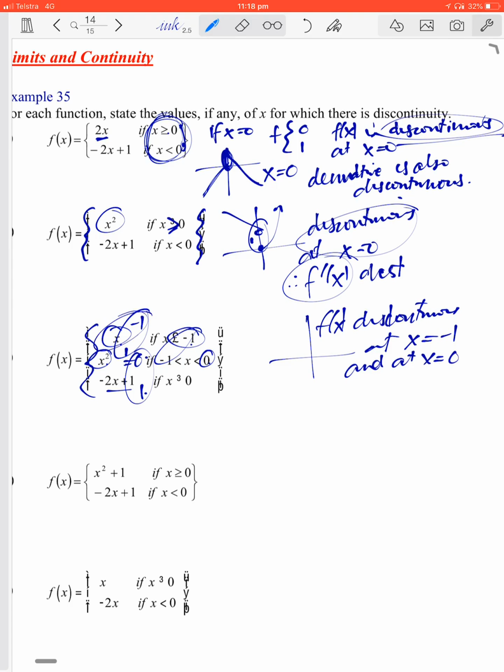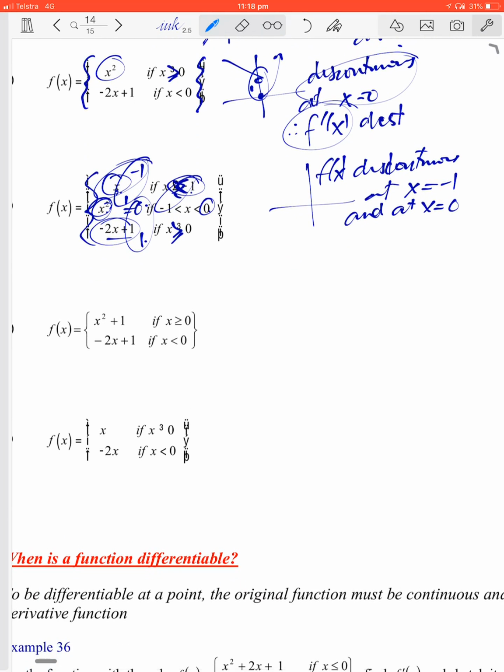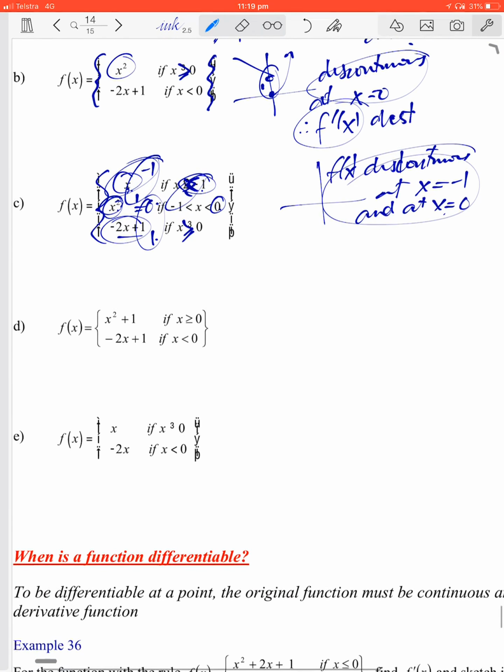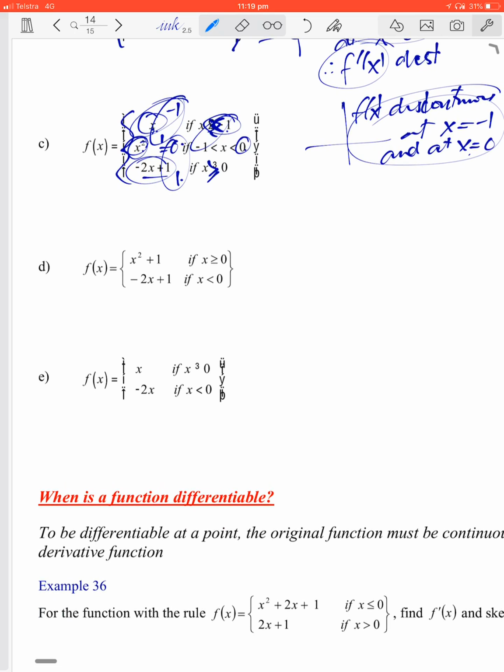Everything else is continuous, like x squared. So because it's discontinuous at those 2 points, the gradient's also discontinuous at those 2 points. Like it doesn't work. Let's try here. The only place it could be discontinuous, because they're continuous functions, is at 0.